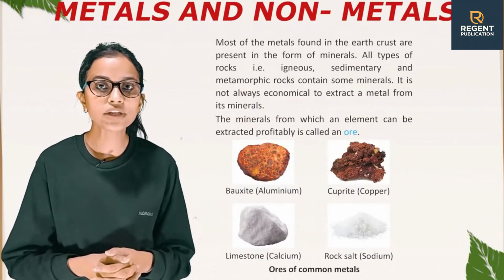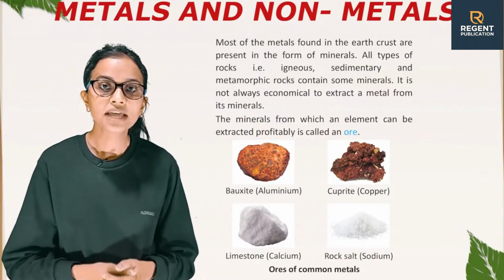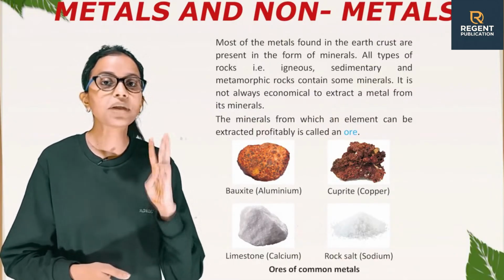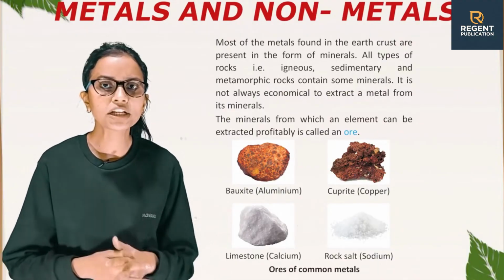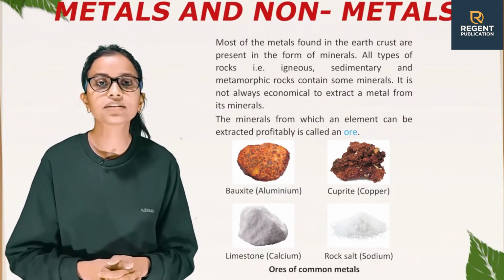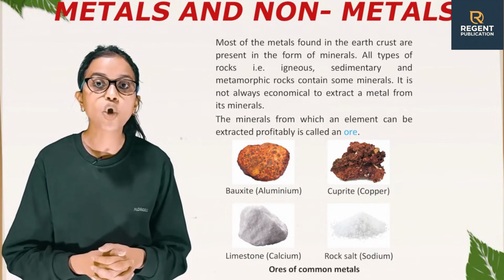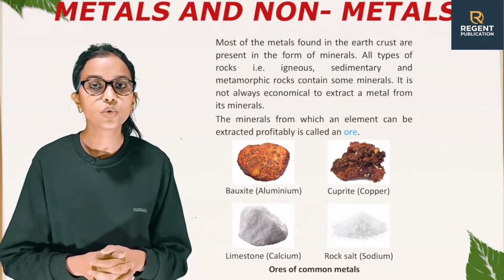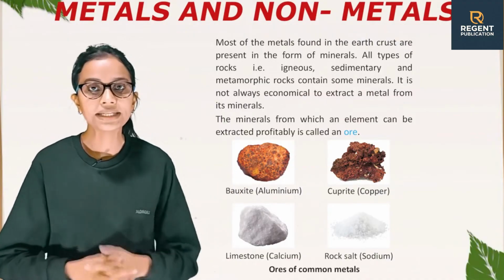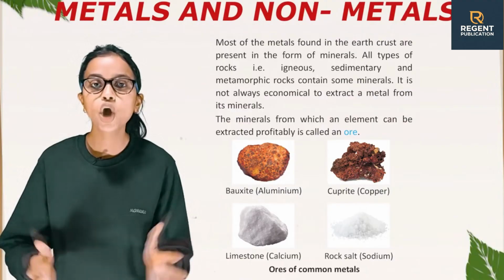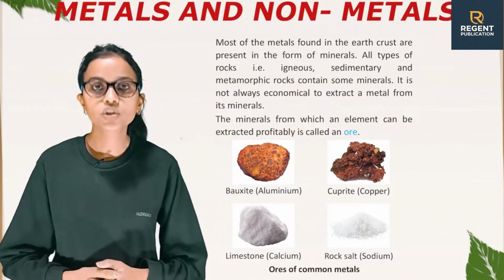Most of the metals found in the Earth's crust are present in the form of minerals. All types of rocks, that is igneous, sedimentary and metamorphic rocks, contain some minerals. It is not always economical to extract a metal from its mineral. The mineral from which a metal can be extracted profitably is called an ore. So, these are some ores of common metals: bauxite, aluminium; cuprite, copper; limestone, calcium; rock salt, sodium.